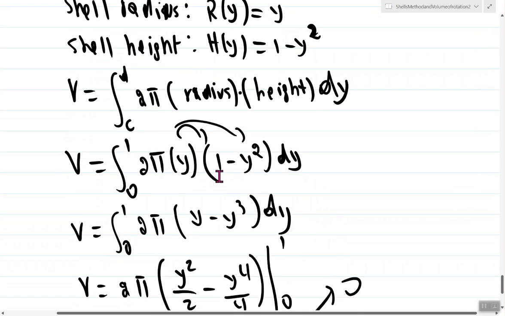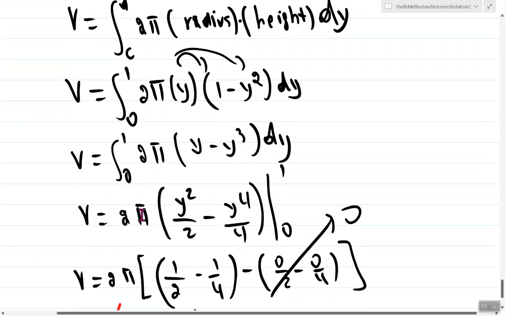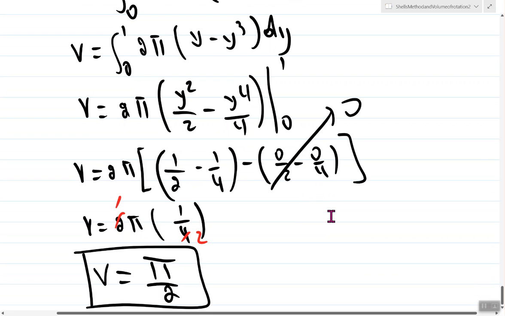To do it, again, we're going to distribute y to 1 and to y squared. We get y minus y cubed. And then 2 pi is a constant. We can just find the antiderivative of y, which is y squared over 2, minus y cubed. The antiderivative of y cubed is y to the 4th over 4. Plug in 0 and 1. So when you plug in 1 for y into the expression, you get 1 over 2 minus 1 over 4. You plug in 0, it gives you 0 minus 0, which is 0. So you end up with 1 over 4 times 2 pi. Simplify 2 to get pi over 2. So that's the end of the third example. Thank you very much.